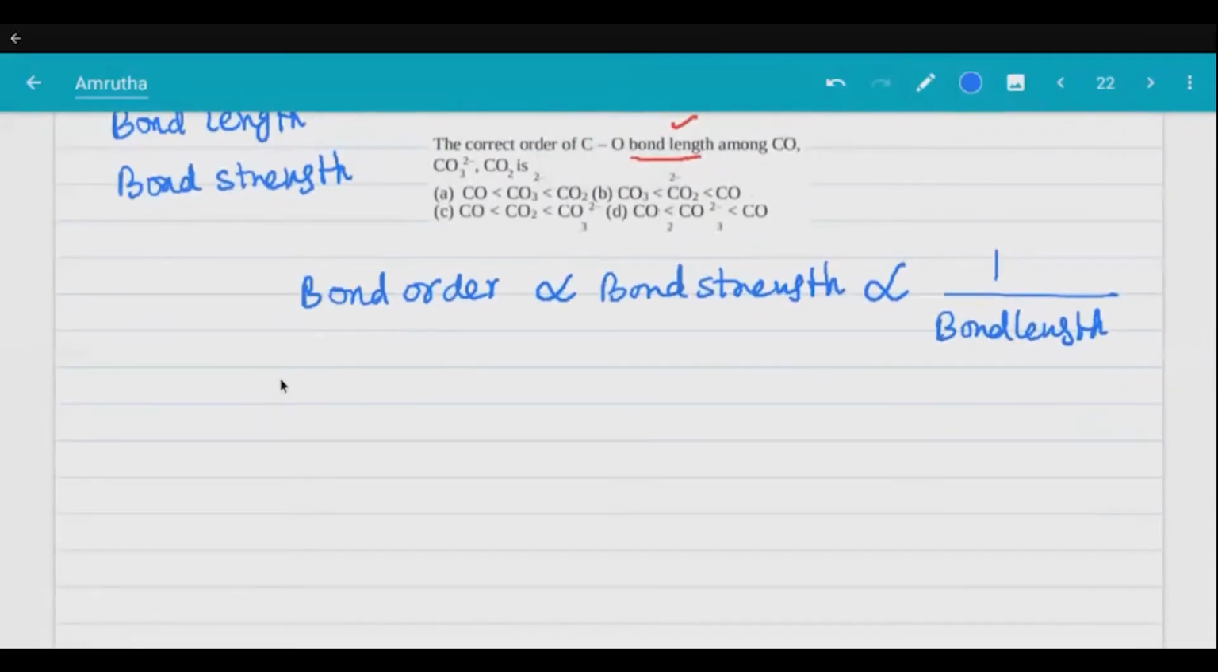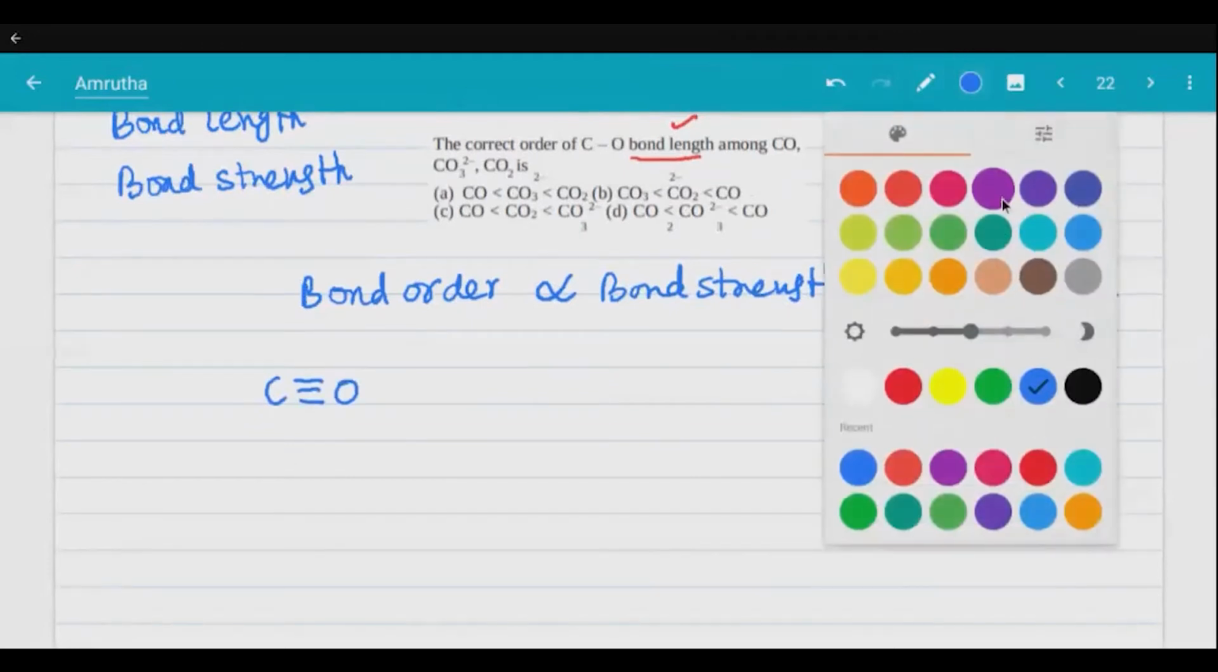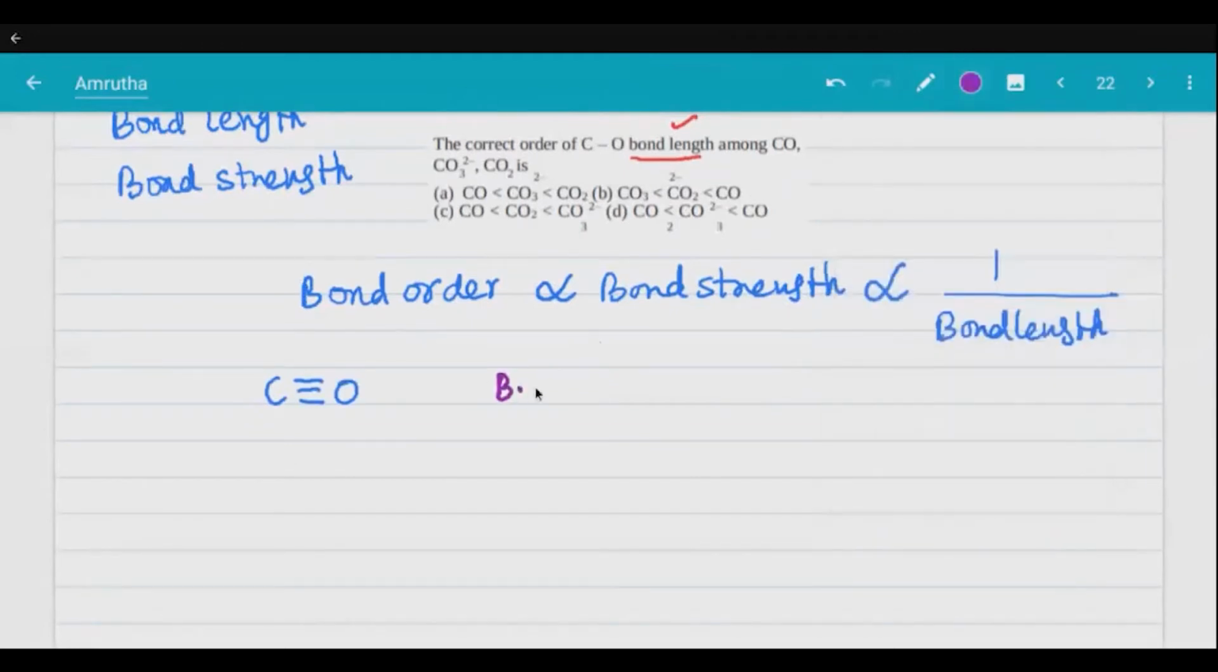Carbon, oxygen. What is the bond order? So let us write BO, bond order. How many bonds are there? 3. Very easy, sir. There are 3 bonds, right? Everybody can see this, right? Yes. Next.